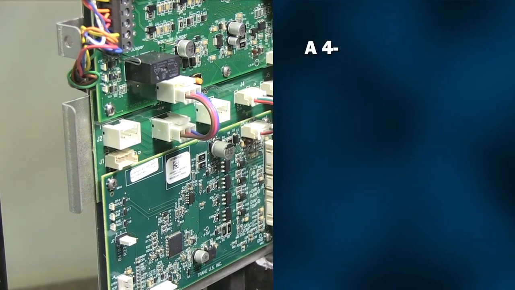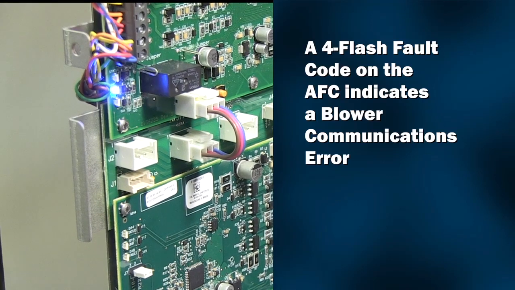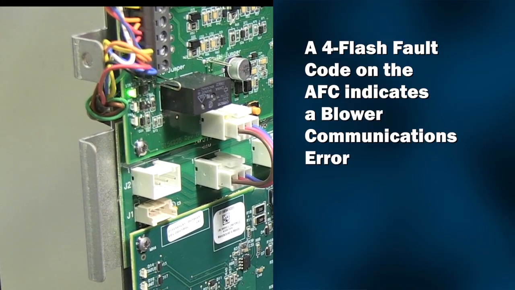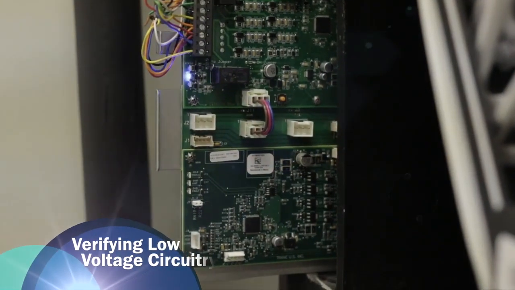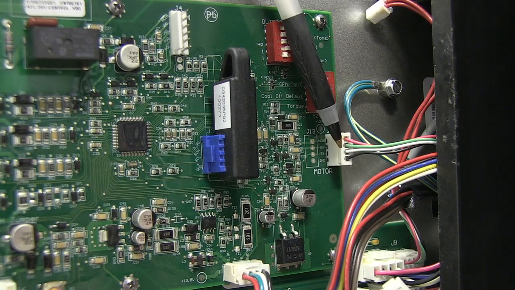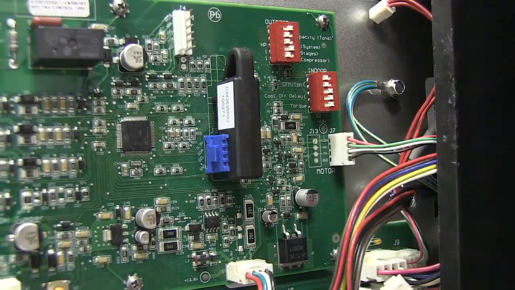Identifying a blower communication fault. A 4-flash fault code from the airflow control board's fault LED signals a blower communications error, and there are a number of steps involved in troubleshooting this condition. Verifying the low voltage circuitry. Begin by verifying the blower wiring harness is securely plugged in at J7 on the AFC board.